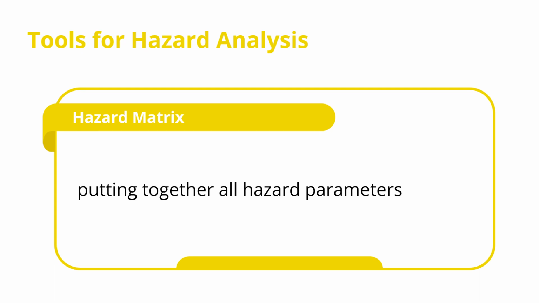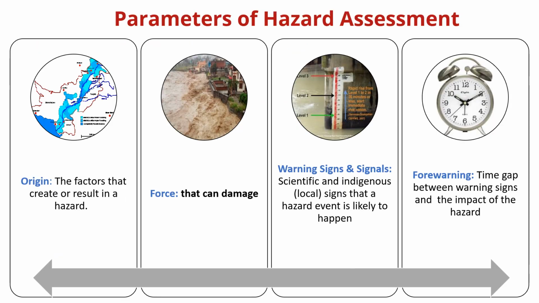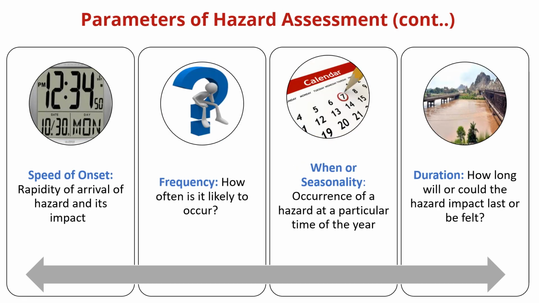It's pretty much putting together all the hazard parameters into a single table. Now, when we talk about the parameters, there are actually 8 different parameters we have to look at. These are the origin, the factors that create or result in the hazard; the force, that it can damage; the warning sign and signal, which can be scientific or indigenous or local knowledge or signs that a hazard event is likely to happen. For warning, I mean the lead time, or the time gap between warning signs and the impact of the hazards. Continuing on the parameters, we talk about the speed of onset.